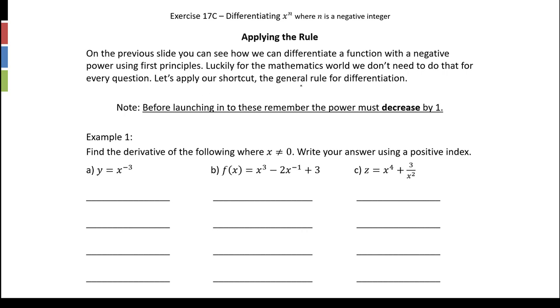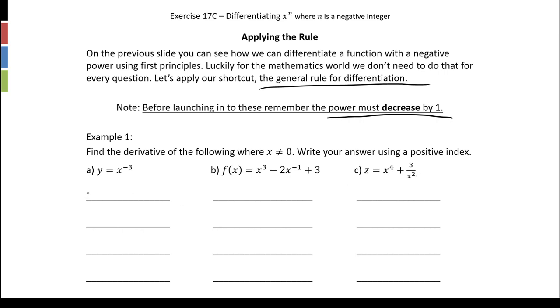So we can apply the shortcut. Our general rule for differentiation. Remember, the power must decrease by 1. So my suggestion, this a and b will be pretty straightforward, but c, you want to write it, you don't want to have indices in the denominator. Write it with indices in the numerator, and it'll be much easier.